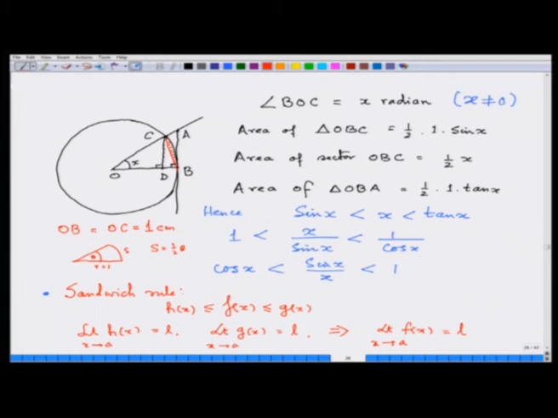So, if x is not equal to 0 and x is very near 0, then sin x is not 0 and we divide by sin x. Of course, this division is assuming that I have taken x to be very small and sin x is of course not 0 in that case. So, once this division is done, I can then revert back to have cos x strictly less than sin x by x strictly less than 1.